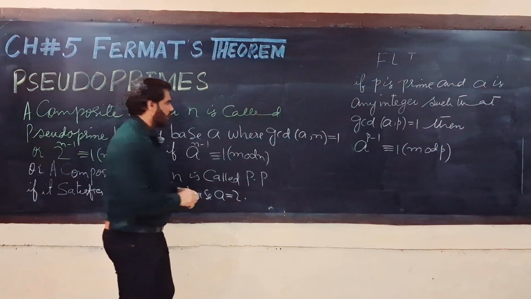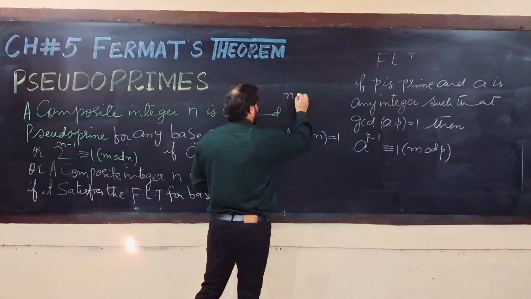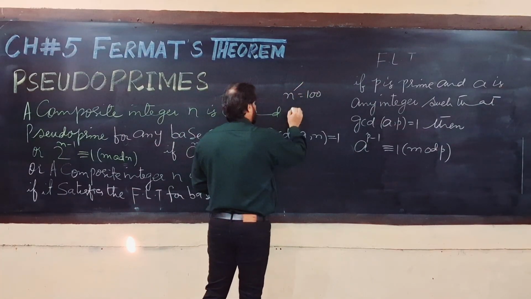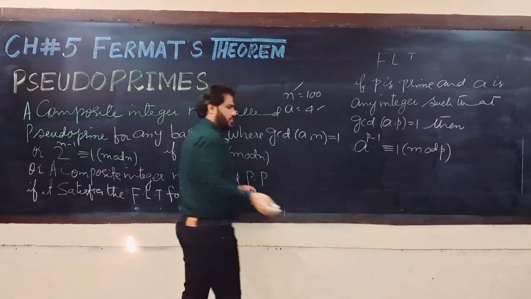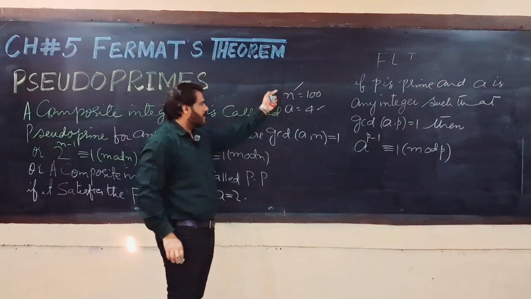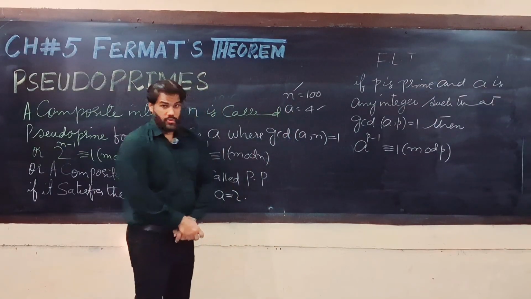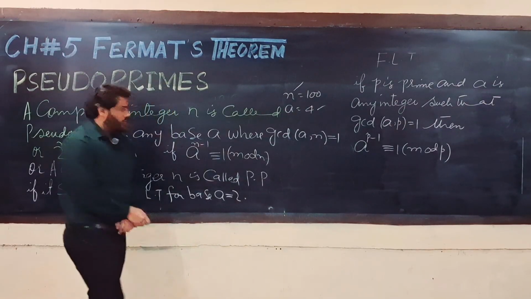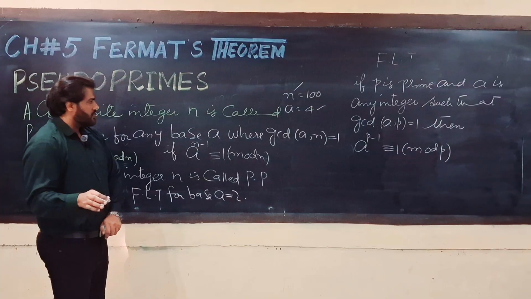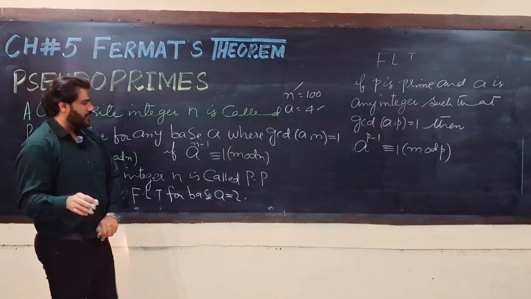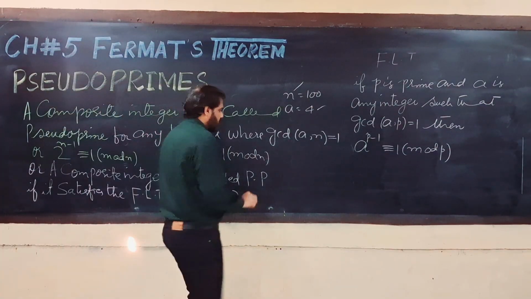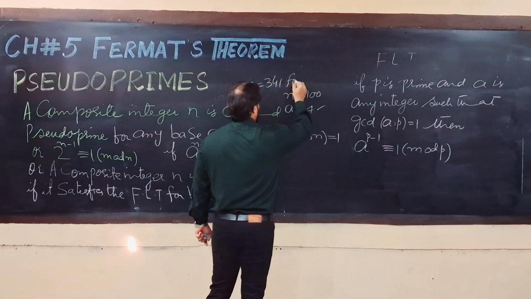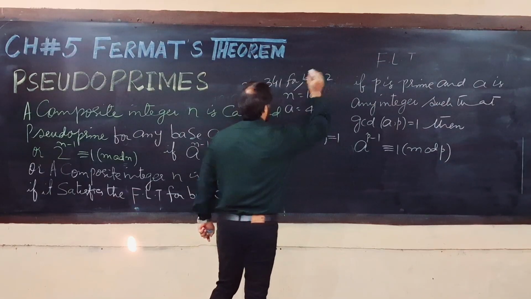Meaning to say, there is no need to check otherwise. For example, if n is equal to 100 and you want to check whether 100 is a pseudoprime for base a equal to 4, this is not required, because n and a are not coprime, or not relatively prime. Now I am going to discuss the most important example of Fermat pseudoprime. The first Fermat pseudoprime is n equal to 341 for base 2.